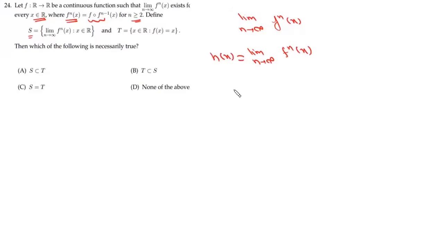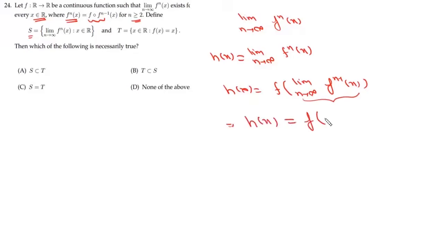Now since f is continuous, we can write this h(x) as f and then limit n tends to infinite f_(n-1)(x). This limit n tends to infinite f_(n-1)(x) will again be h(x). So from here we can write h(x) is equal to f of h(x), which again is of the form x equals f(x) when x lies in the range of f(x).